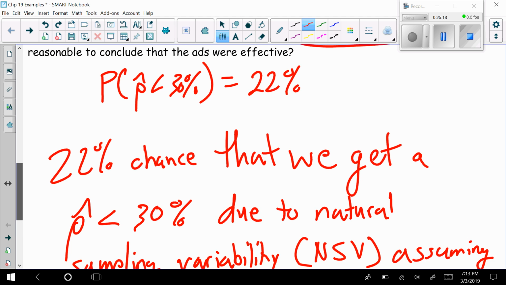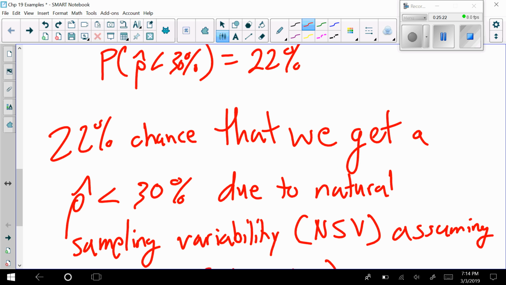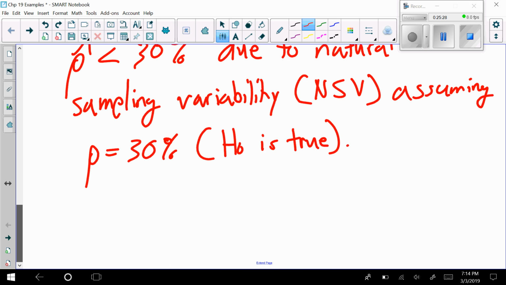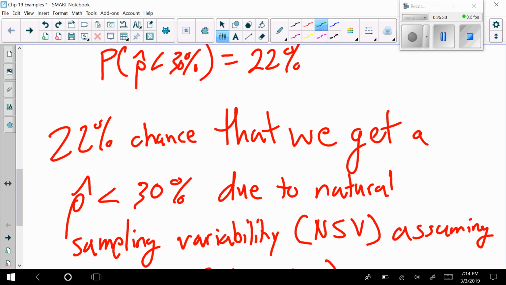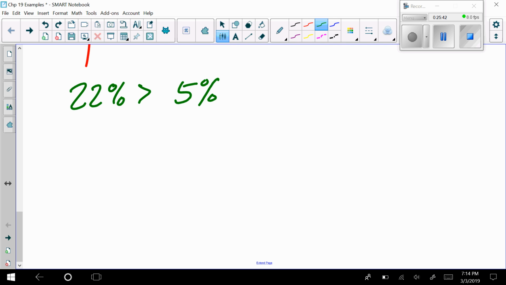Now, do we think that 22% is big or small? Well, when I think about 22%, that seems like a decent chance. Like 22, that's like 1 in 5, right? 1 in 5 that's just due to natural sampling variability. That's not very high, okay? In fact, usually what we do is we compare 22, or whatever we get for the p-value, to 5%, where, okay, this 22% is bigger than 5%.